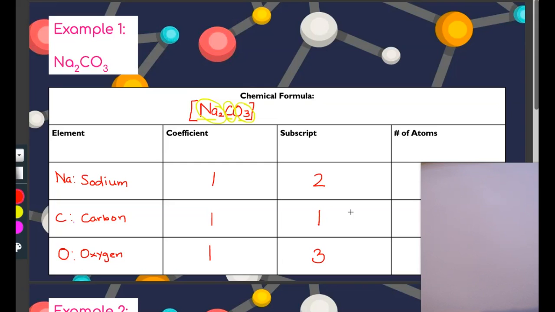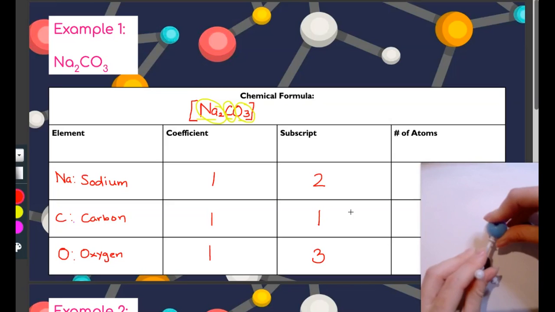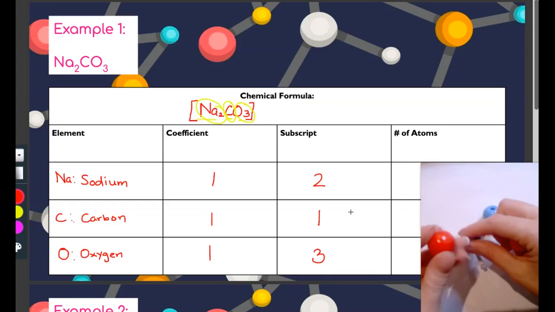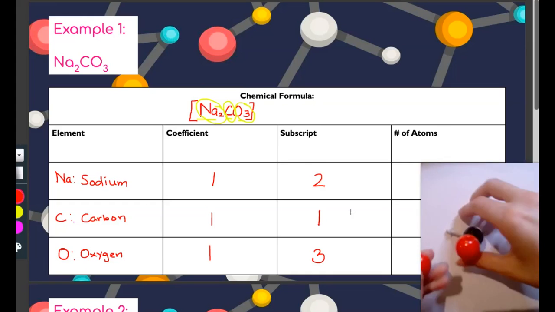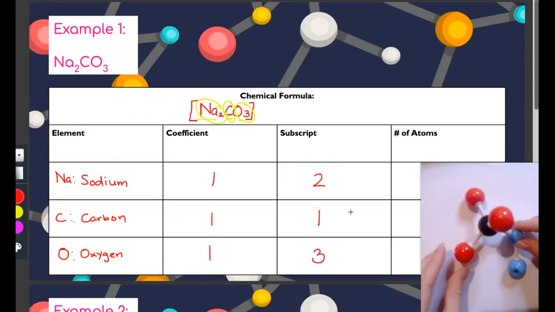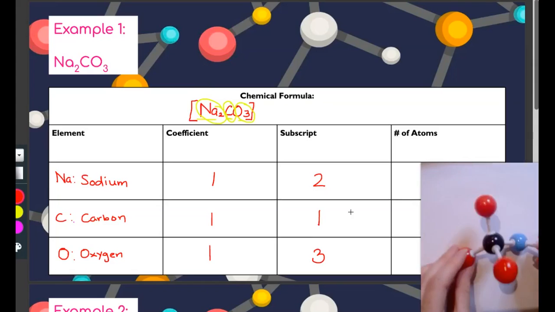So we know that the subscript for sodium being 2 tells us that in this molecule, we have 2 sodium atoms. We also know that the subscript for carbon being 1 tells us that we also have a single carbon atom. Finally, we see that the subscript for oxygen is 3, telling us that in this molecule there are 1, 2, 3 oxygen atoms present.